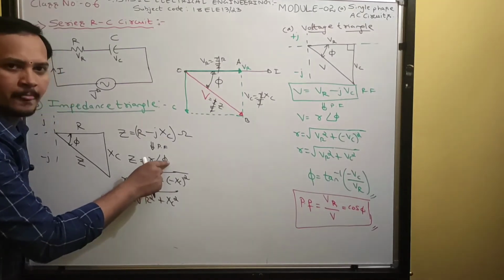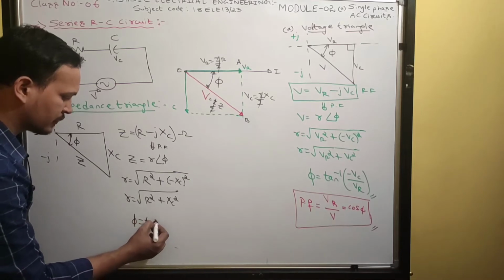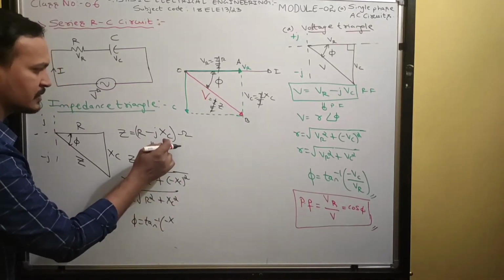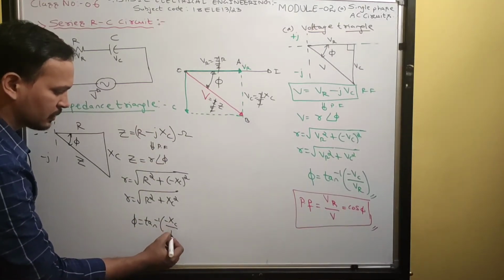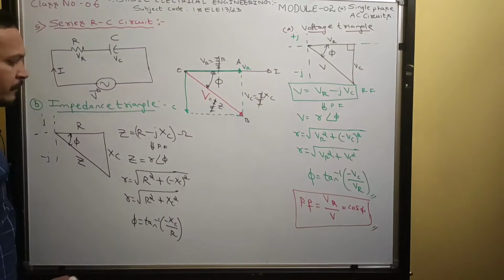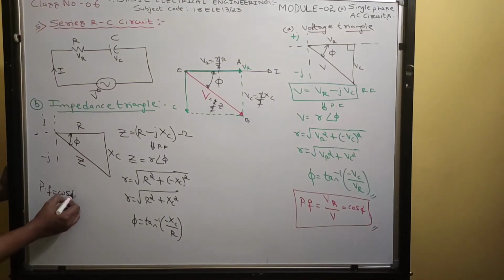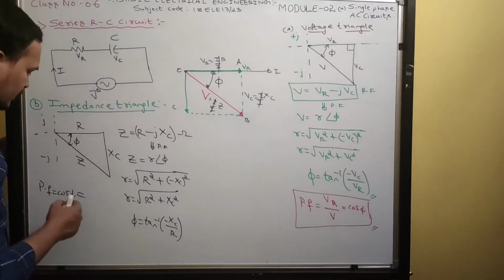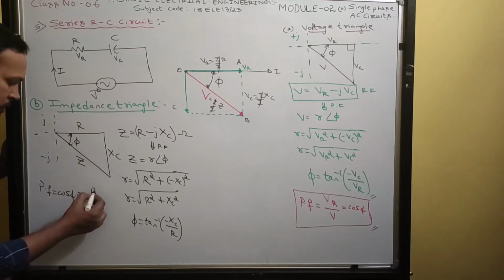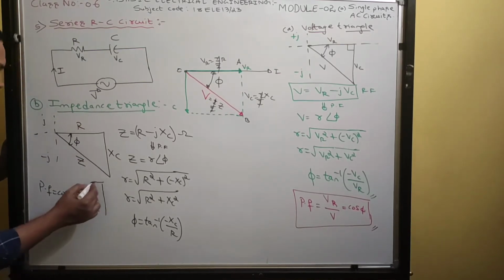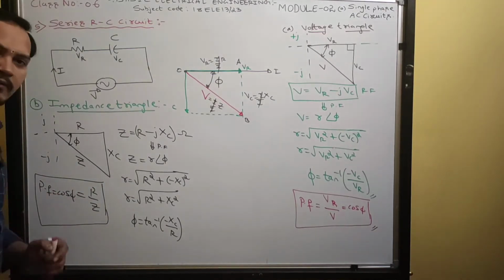this is the angle. Okay. So now the angle can be calculated as tan inverse of minus imaginary component by real component. What is the imaginary component? Minus XC divided by R. Okay. Now write the power factor equation from this triangle. What is the power factor equation from this triangle? Cos phi value will be adjacent by hypotenuse. So R by Z. So by knowing impedance values also, we can calculate the power factor.